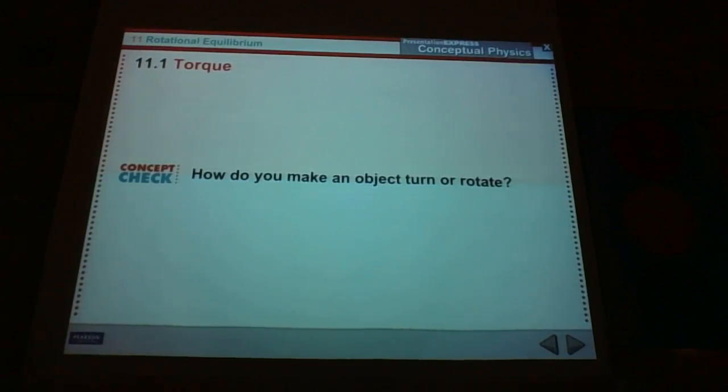And just in conclusion, how do you make an object turn or rotate? You apply torque to it. And that is the end of this video.